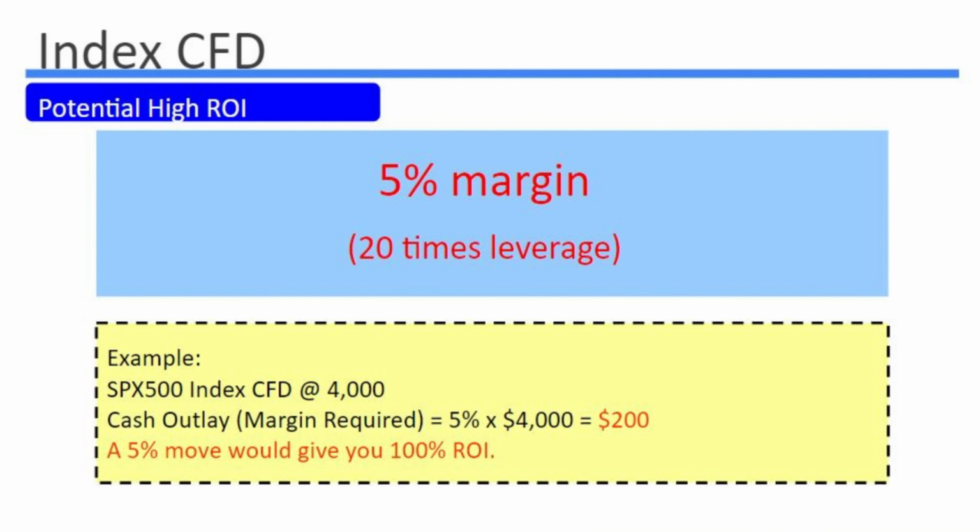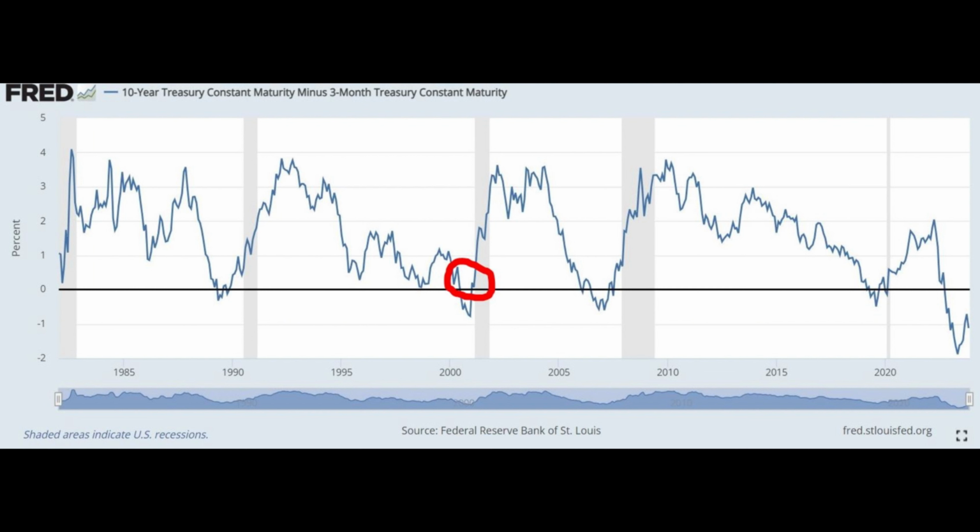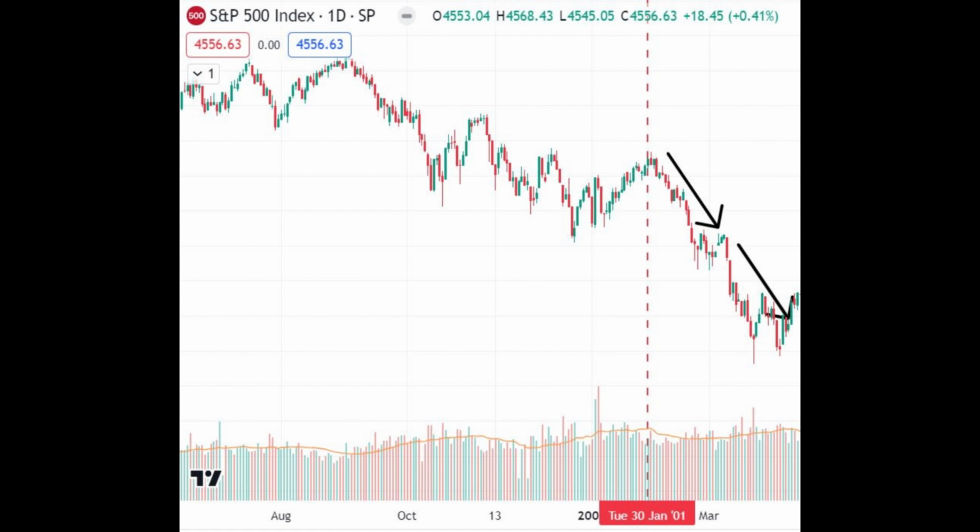With CFD, you can leverage up to 20 times, which allows your trade to give you a potential ROI of 100%. The next period, end January 2001. Yield has turned from negative to positive. Once again, prices have already been on a downtrend. A possible entry would be in early February when prices continue another leg down.